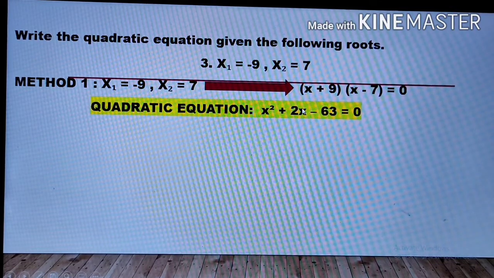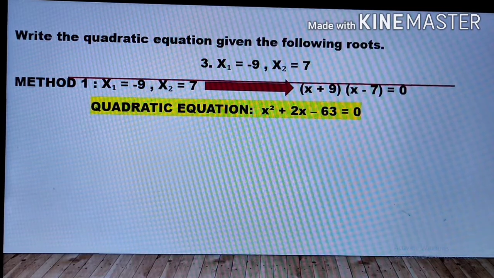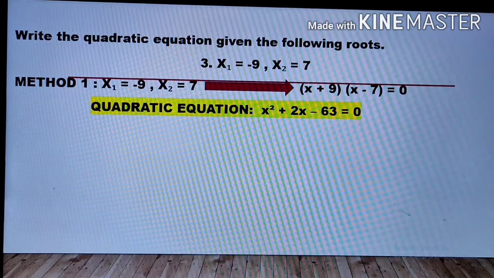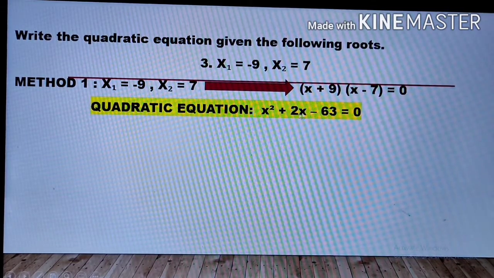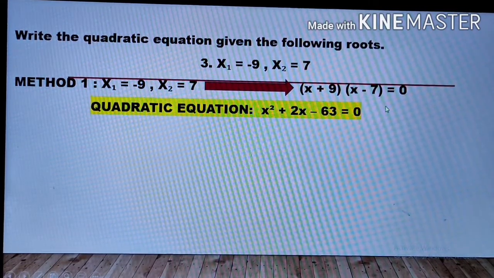Okay, diba, yung standard form is ax squared plus bx. So, tabihan mo ng x ang 2. The next is ang last term. Ang last term naman, para makuha natin is i-multiply naman natin itong dalawang number na to. So, positive 9 times negative 7 is equal to negative 63. Is equal to 0. Yan lang.